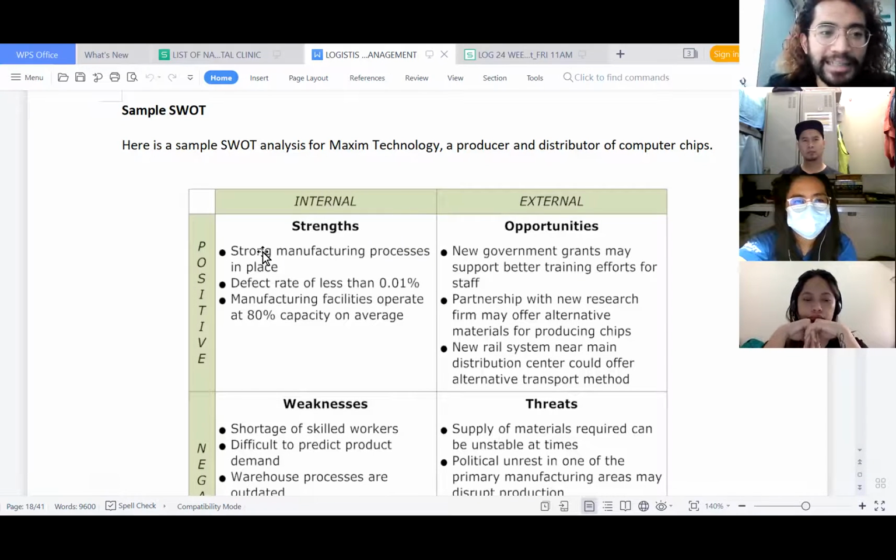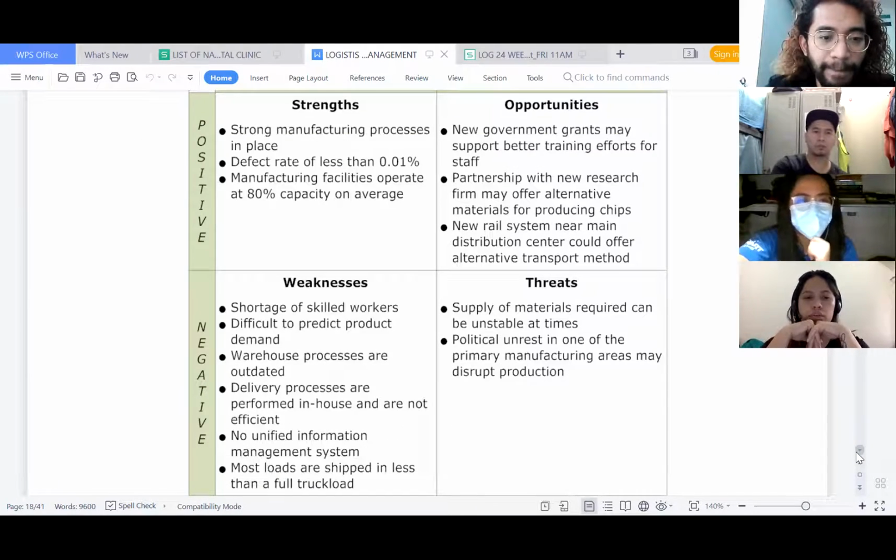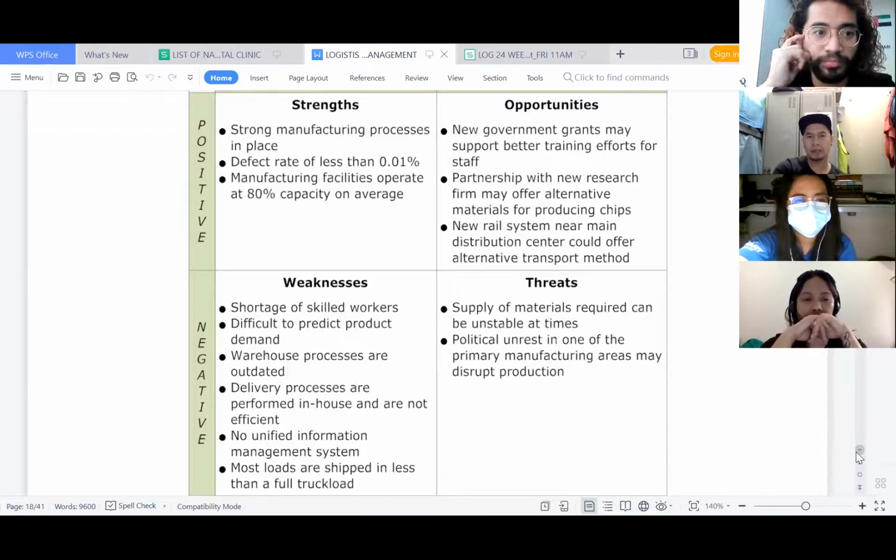Now, what are your weaknesses? Rusty, same company, what could be the possible weakness of your company? Weaknesses: shortage of skilled workers, difficult to predict product demand, warehouse processes are outdated, delivery processes are performed in-house and are not efficient, no unified information management system, most loads are shipped in less than a full truckload. And this is negative, and still this is internal. Negative traits of your company, and this is internal.